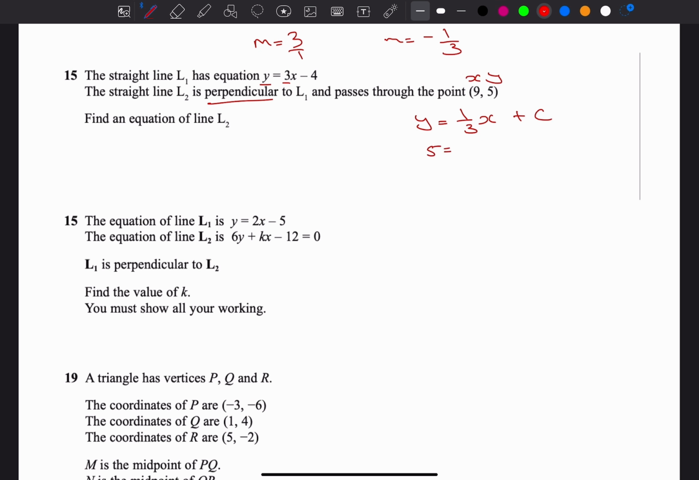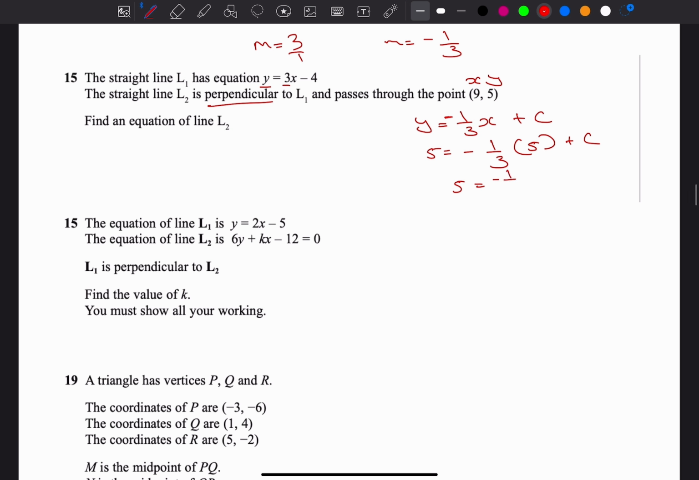5 equals, sorry, there was a minus here, minus 1 over 3. X is what number? X is 5, plus c. Okay, if you multiply everything by 3, you know what, just 5 equals, if you multiply minus 1 over 3 times 5, this will give you minus 5 over 3 plus c. C is just add minus 5 over 3, you add it on, so technically it's 5 plus 5 over 3, which is, use a calculator for now, is that 20 over 3?